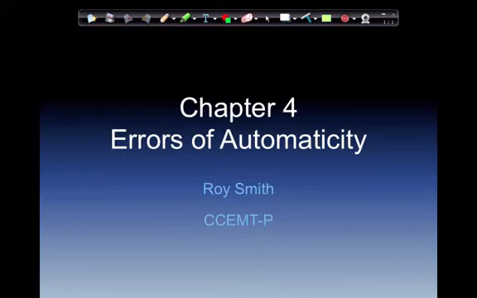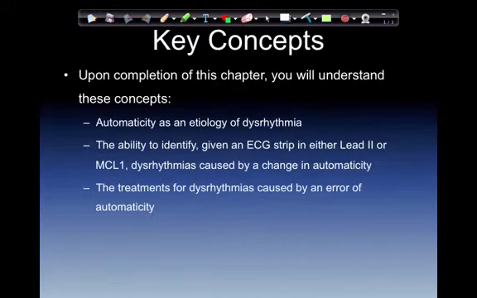This is going to be Chapter 4, Errors in Automaticity. Key concepts. Upon completion of this chapter, you will understand these concepts: automaticity as an etiology of dysrhythmia, the ability to identify, given an EKG strip, either in lead 2 or MCL1, dysrhythmias caused by a change in automaticity, and then treatments for dysrhythmia caused by an error of automaticity.